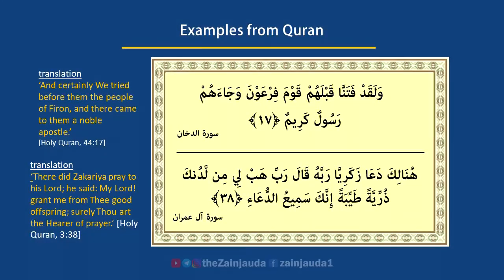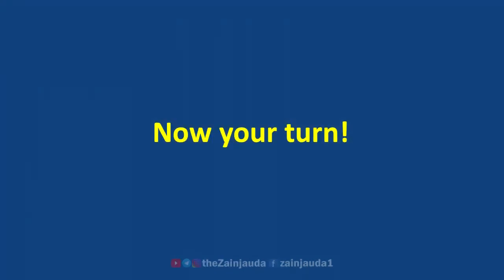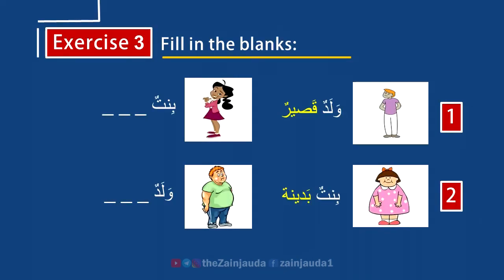Examples from Quran. In the first verse we have Rasulun Kareem, a generous prophet. Both Rasul and Kareem are masculine, indefinite, and singular. In the second verse we have Duriyatan Tayyiba, a good offspring. Both Duriya and Tayyiba are feminine, indefinite, and singular. Now your turn. Make use of the keywords and adjectives found at the end of this video whenever needed. Exercise number 3, fill in the blanks.